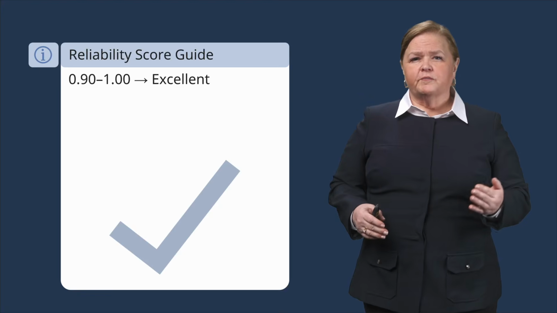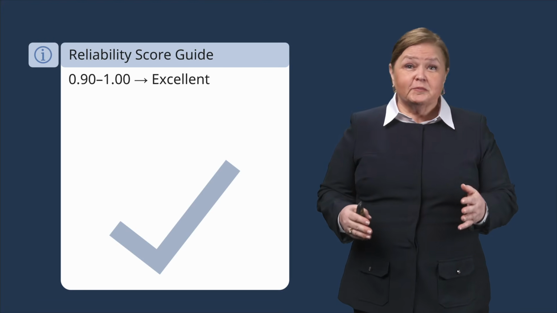If you get a score of 0.9 to 1, this is incredibly excellent reliability. This is like a gold standard exam. When your test shows a reliability of 0.96, like the example, you can feel very confident that it's consistently measuring what you want it to measure.